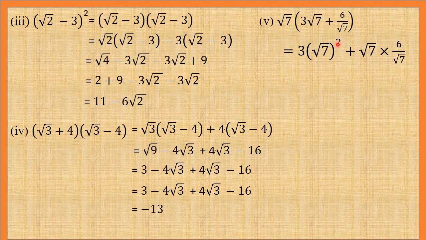Simplifying, 2 will go with the square root here, leaving 7. Then this and that, you can see that they are the same, so this will cancel that. So we'll be left with 3 by 7 plus the top here, 6. And 3 by 7 gives us 21 plus 6. And 21 plus 6 will give us 27.